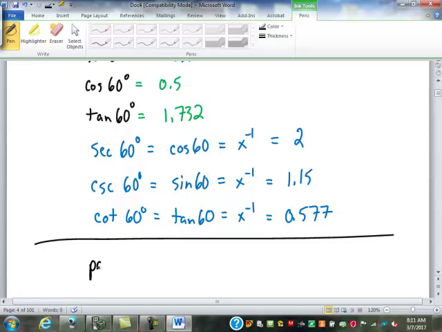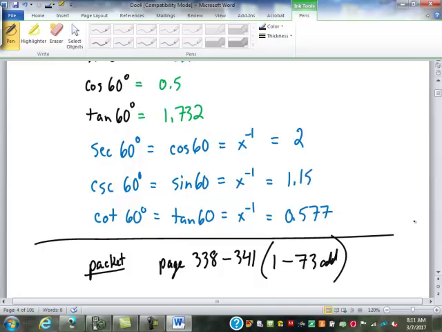Okay, there's going to be a packet I'm going to give you here in just a minute. In this packet, page 338 to 341, we're looking at 1 through 73, the odds. Now again, I realize that's 37 problems, so do a few, skip to the next section, and then make sure you understand each section. Because as you go up through here, each section is going to have slightly different styles. Some sections you're going to have to use this reciprocal key to find the function, and other sections you're just looking for the function. How do you do it without a calculator?